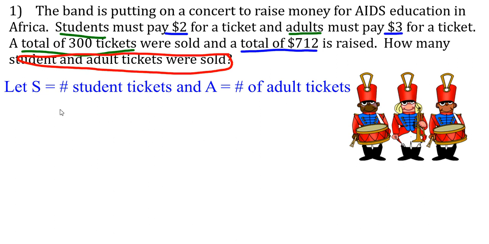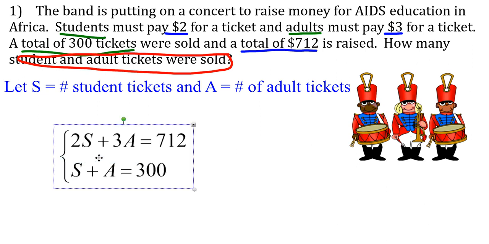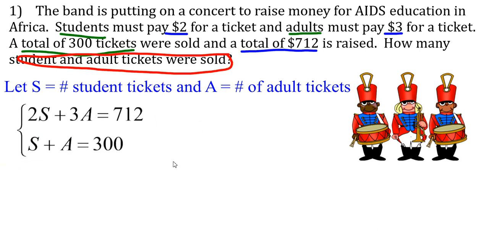The other we were talking about was the number of tickets. So student tickets, S, and adult tickets, A, equal 300. So we have our two equations for our system.